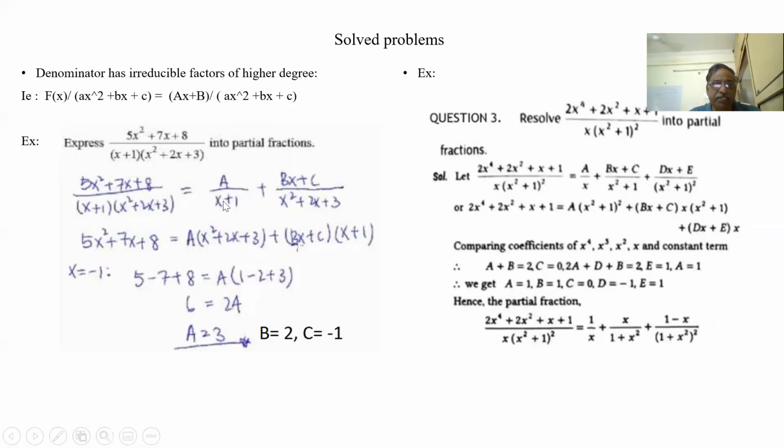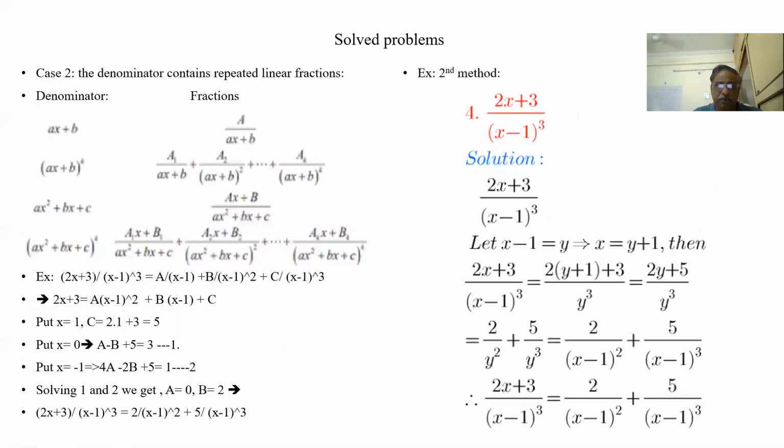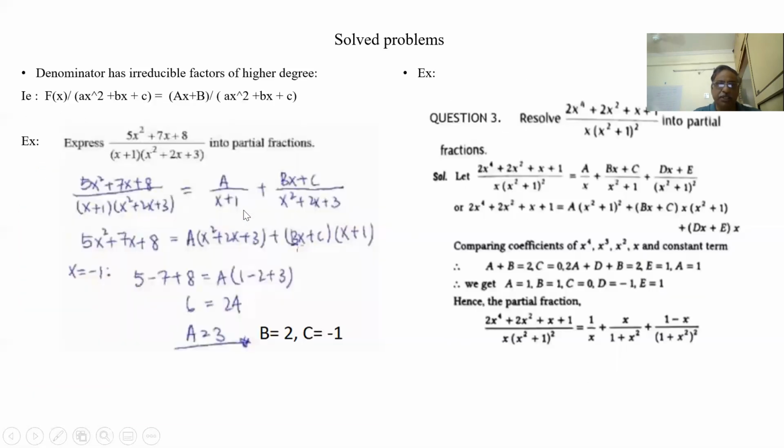So how to write this? A by x plus 1. Here we have seen x square plus 2x plus 3. We have seen whenever such a thing is given irreducible, I have to put ax plus b by ax square plus bx plus c. This is the way it has to be put. So let us see here. The same thing has been put. A by x plus 1 plus bx plus c by x square plus 2x plus 3. So when I simplify this, putting various x, I am getting a is 2, b is 3, c is minus 1. So my function will be 2 by x plus 1 plus 3x minus 1 by x square plus 2x plus 3.